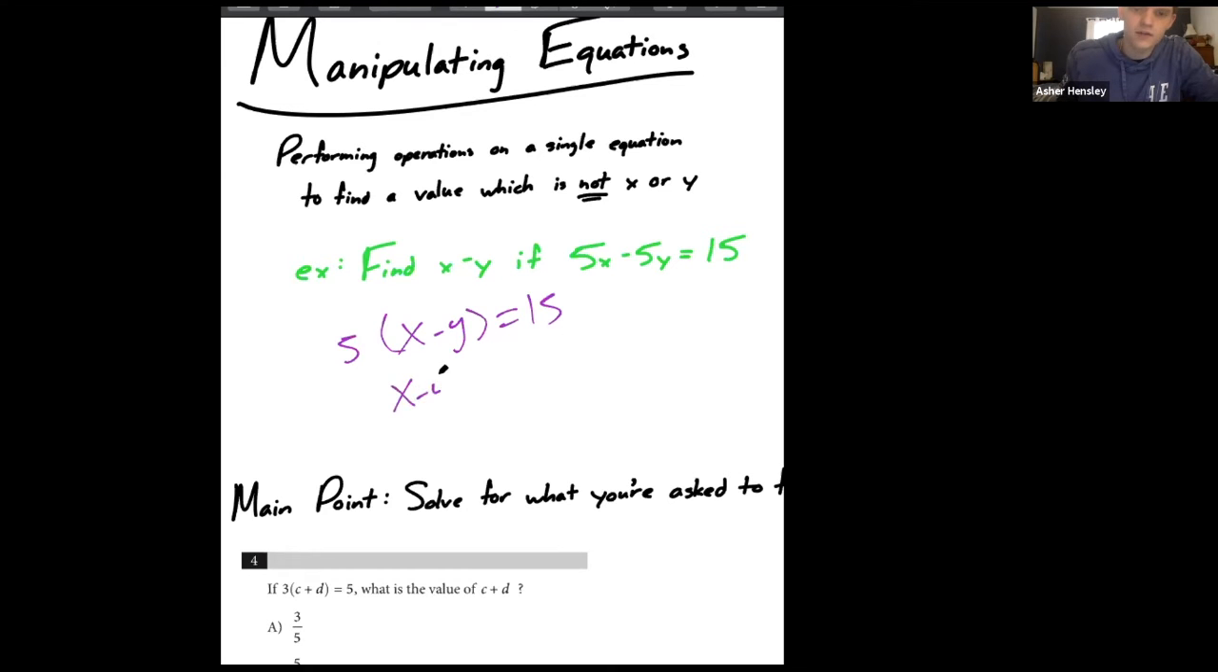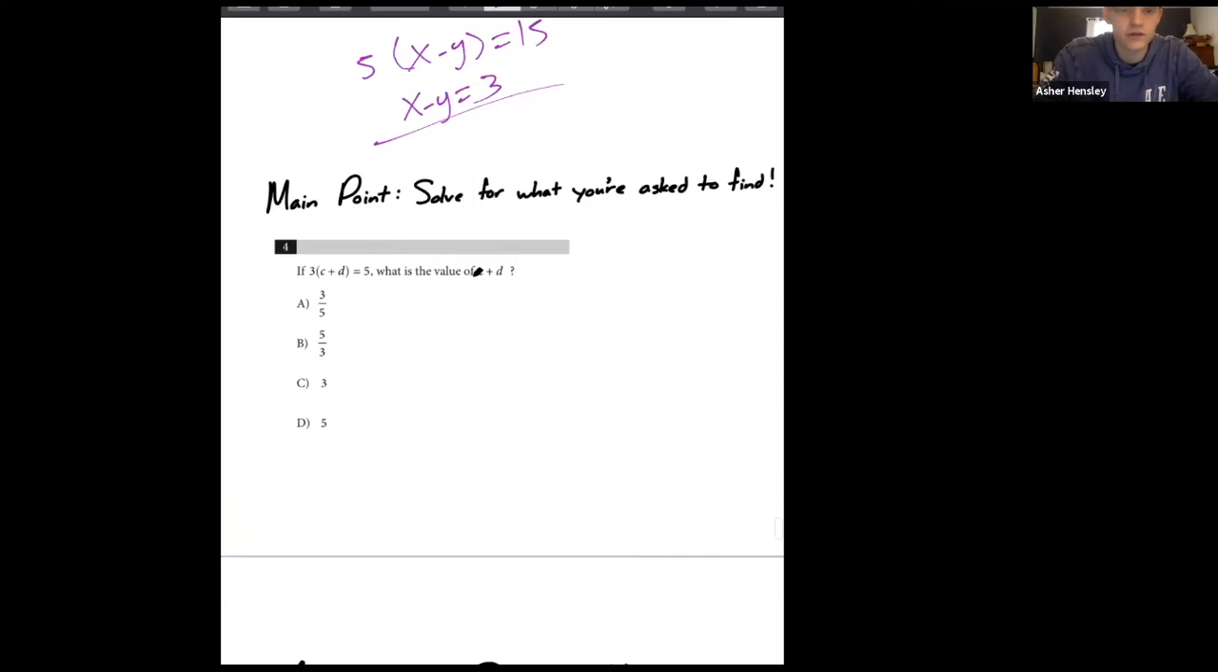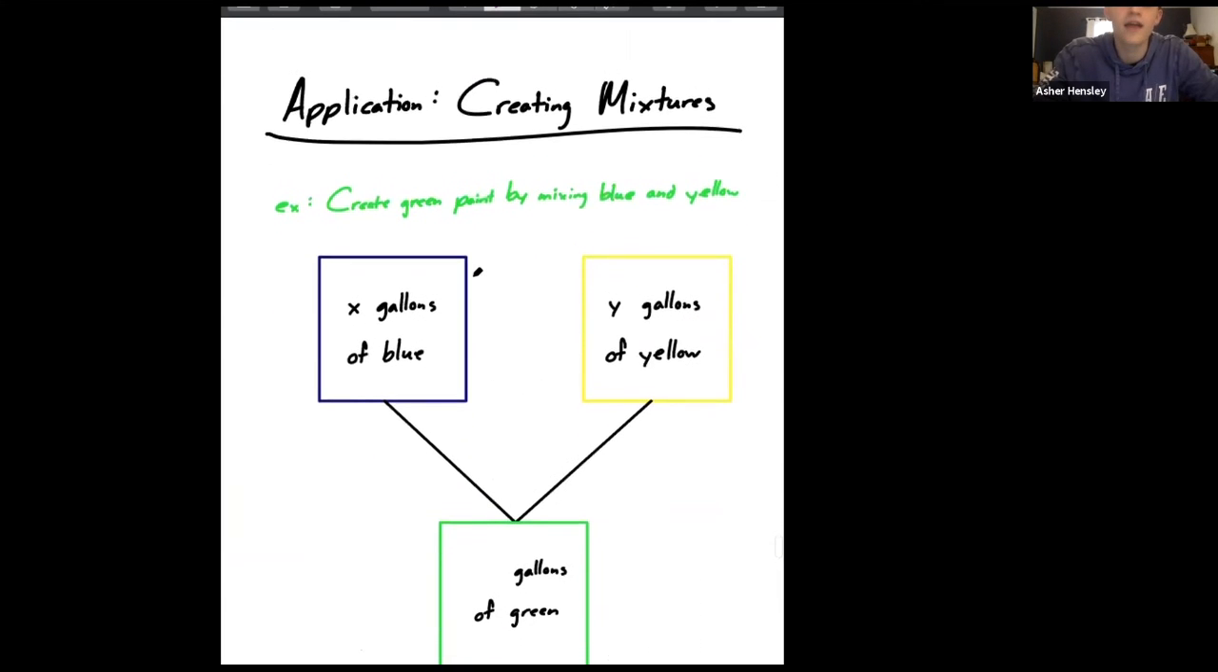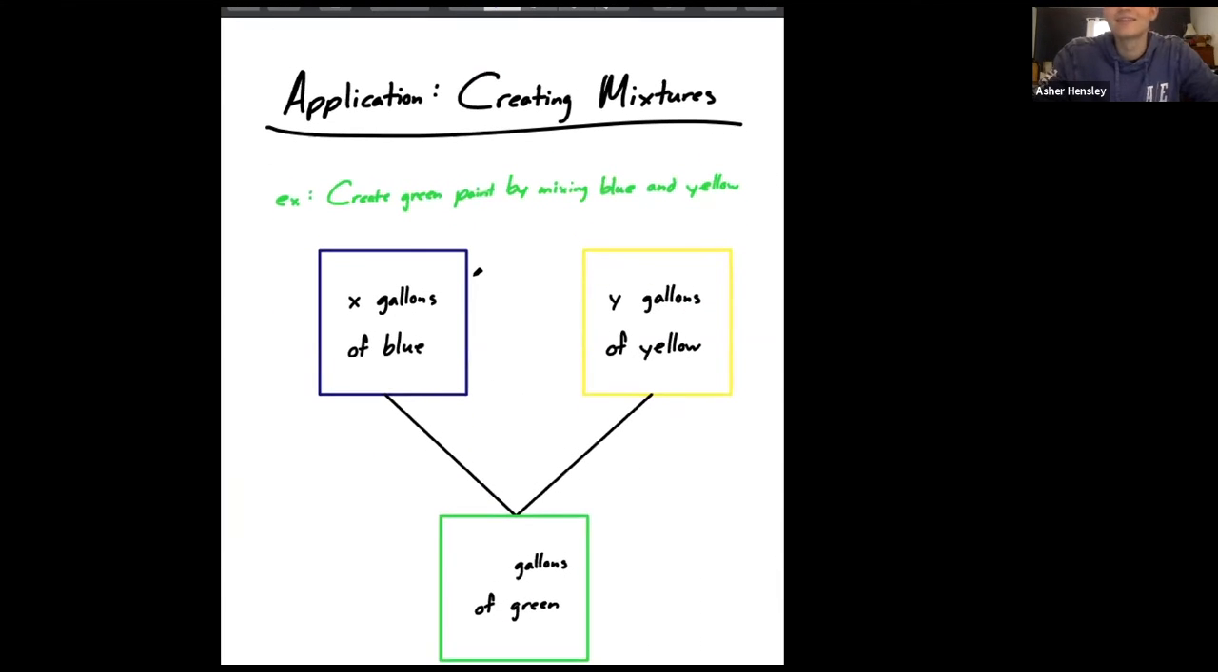And then we get x minus y equals 3, just like that. And then that's all we're doing with the rest of these questions over there. Next, creating mixtures. Saline solutions, all that stuff. I hated chemistry. It sucked, but it's actually not as difficult as it seems.